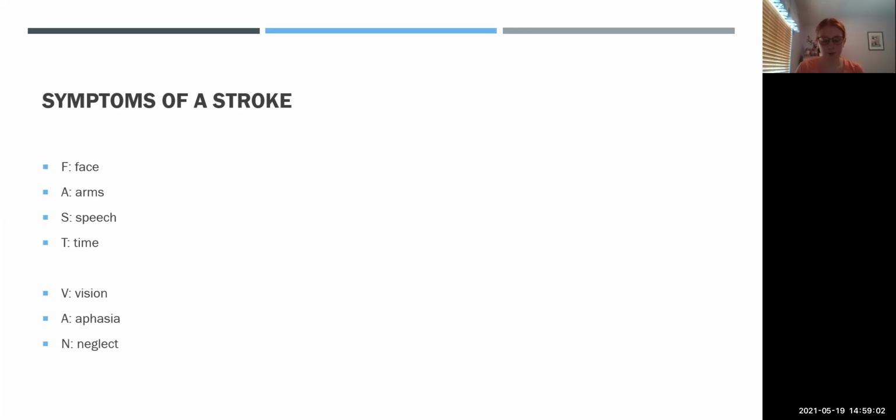Now for neglect, they'll be neglectful of one side of their body, so they won't be aware if they're getting that side, like their arm or hand, stuck in a door, in between a chair and a wheel, stuff like that.